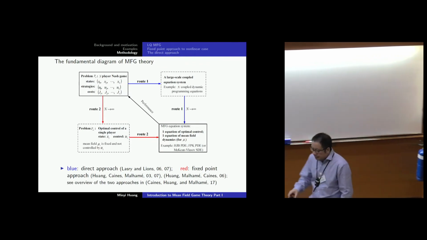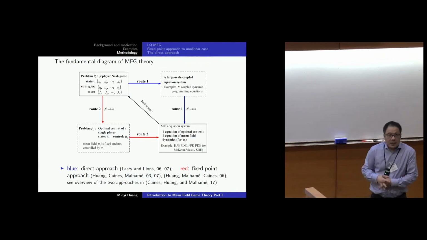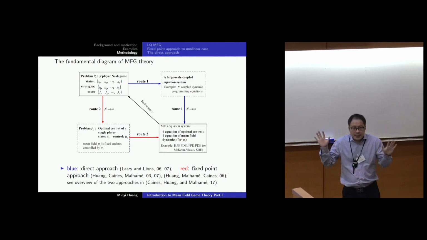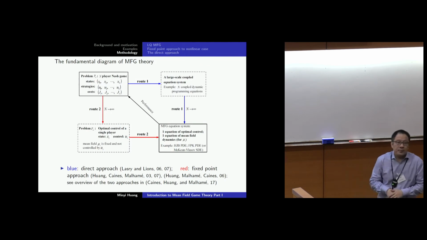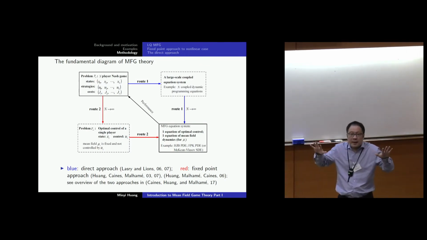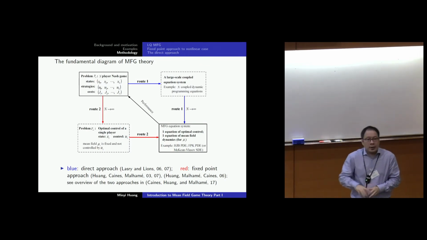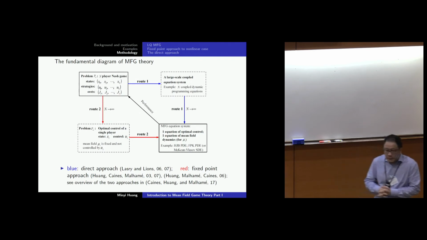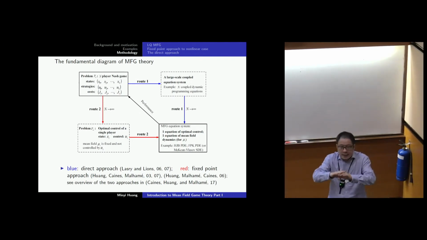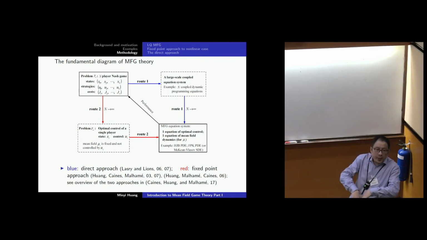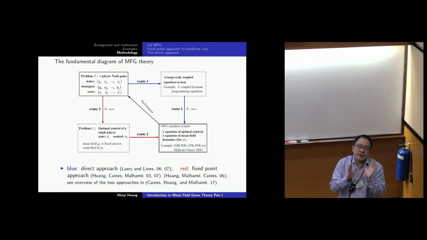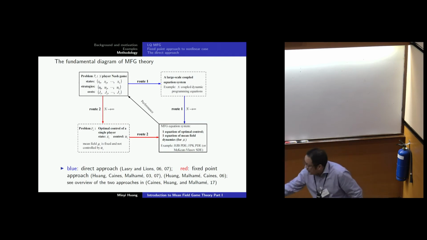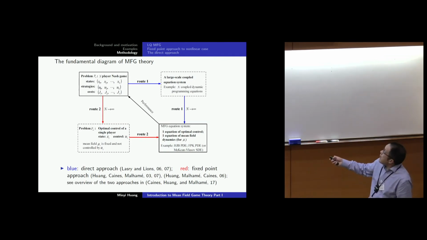Then you can think of this as being done by a large number of agents. They do this similarly. And you can then check what's the empirical state distribution of the population if they apply the strategy designed here.